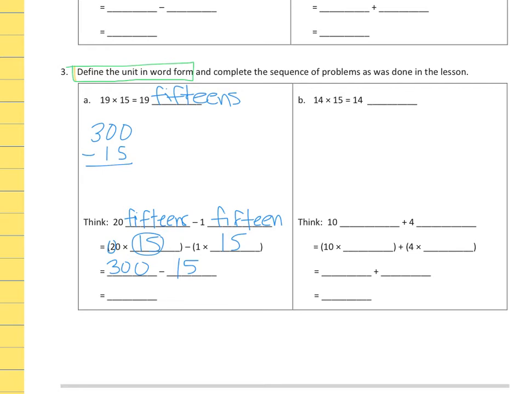So let's take 1 away from 300 and let's make it 299. And let's take 1 away from 15 to make it 14. You're going to get the same answer, even though the problems are different. You're going to get the same difference because technically 300 away from 15 is the same distance as 299 from 14.